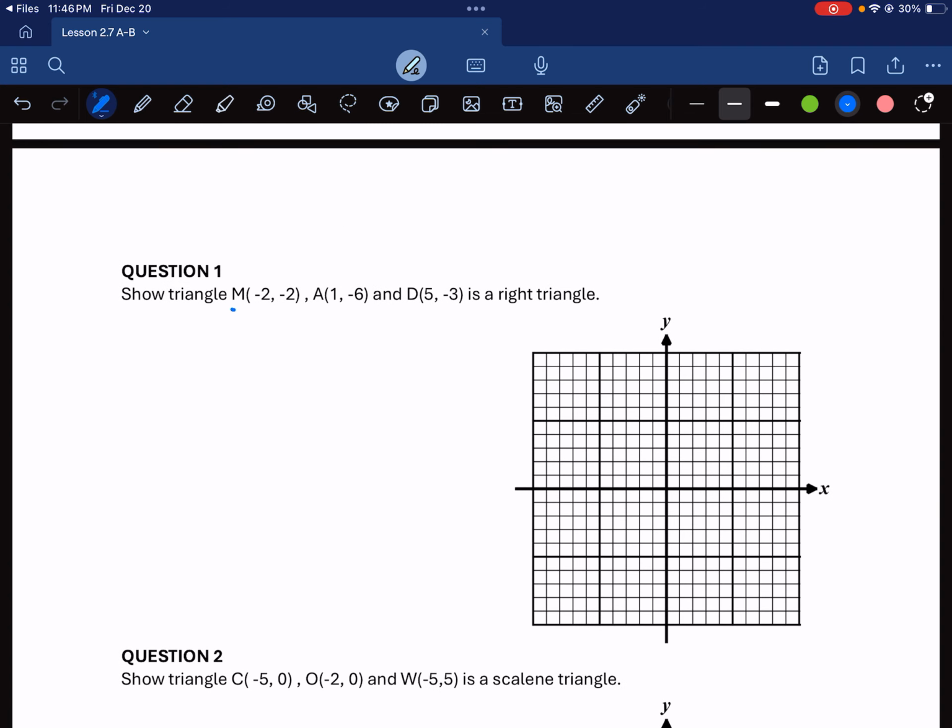Alright, they want us to show that this triangle right here, MAD, is a right triangle. So let's go ahead and do that. Negative 2, right here. Y'all, make sure you're plotting your points right. It's very easy to make a mistake. Make sure you double check your points. A, and then D, 5, -3, D.